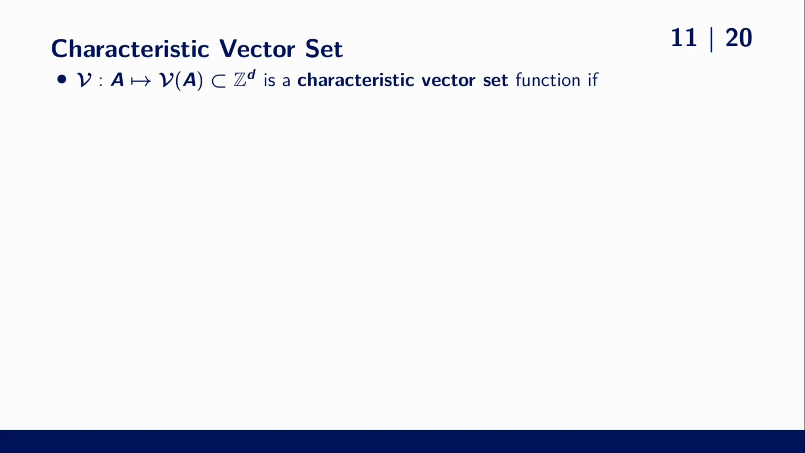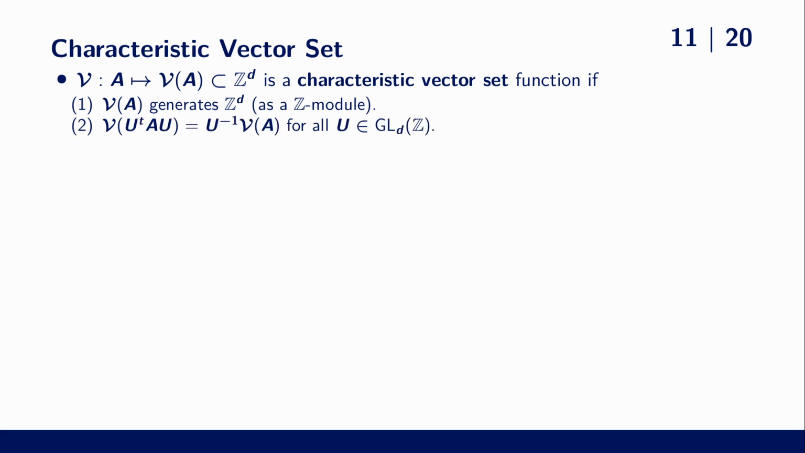Now back to the quadratic forms. This gives us a characteristic vector set, which for each quadratic form is some set of integer vectors of the same dimension as the form, and this should satisfy two properties. First, the set should generate the whole of Z^d as a Z-module. This is equivalent, in lattice terminology, to saying that these points should generate the whole lattice. And secondly, we have this transformation property, which basically says that this set is independent of the basis.